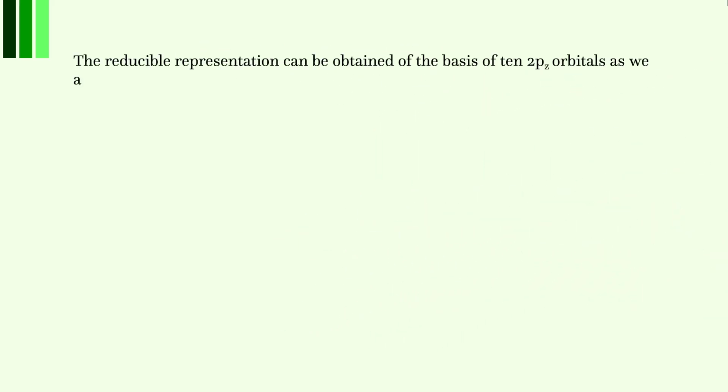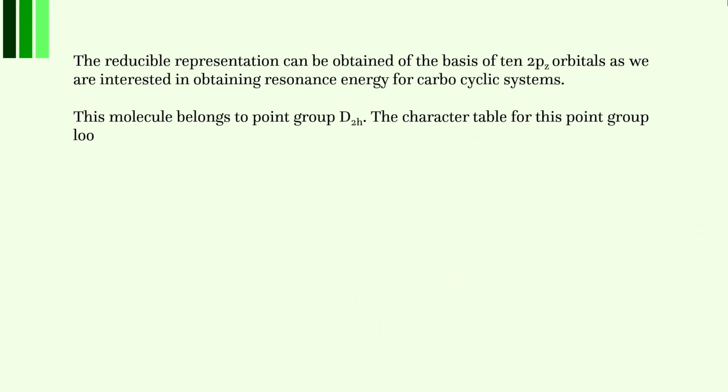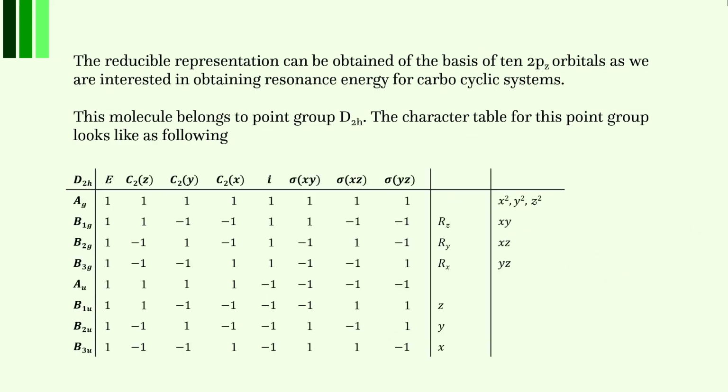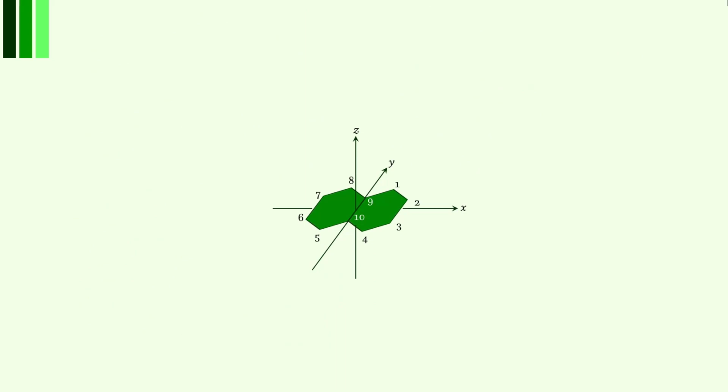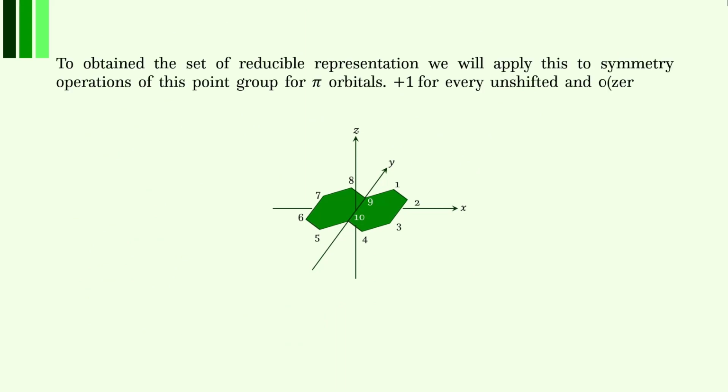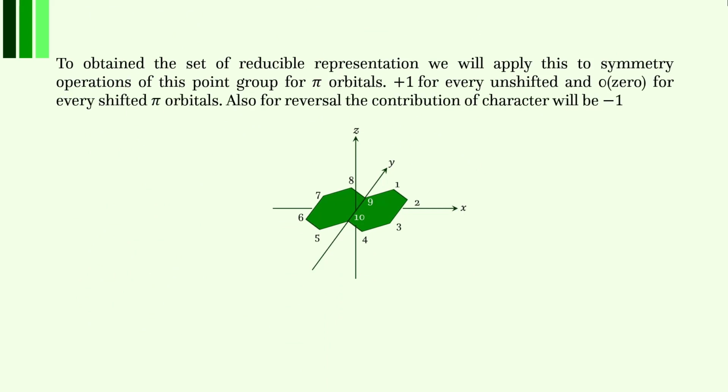Now, working with D2h symmetry, we need to take care of the reducible representations for the pi orbitals as the basis. This is the D2h character table at your perusal, and let us try to get the characters for the reducible representation. To get it done, we'll assume that if the atom's pi orbital is unshifted, it will contribute +1, if it gets inverted, it contributes -1, while if it is shifted, it will contribute 0 for that particular operation.